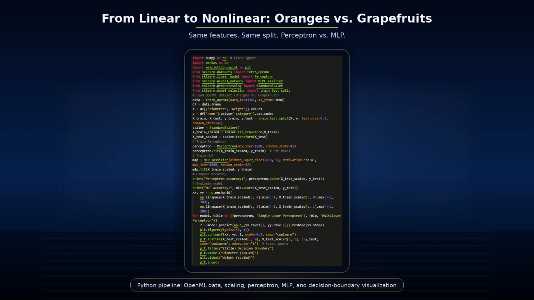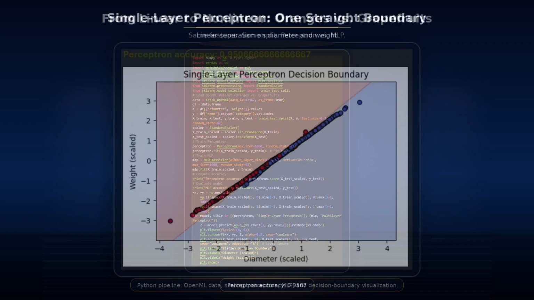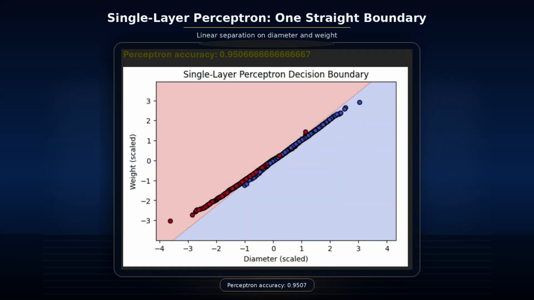The next example makes the Perceptron's limitation visible. Using the OpenML oranges versus grapefruit dataset, the task is to distinguish two kinds of fruit using diameter and weight. That sounds simple, but the feature space is not perfectly clean. Some oranges are larger, some grapefruits are smaller. The two classes overlap along the same diameter-weight pattern.